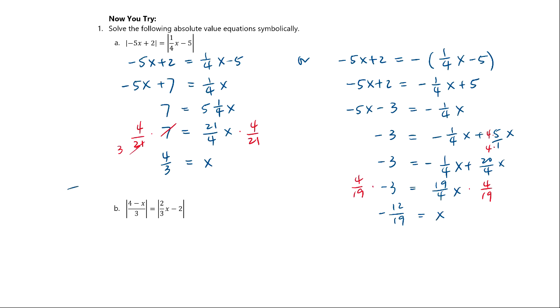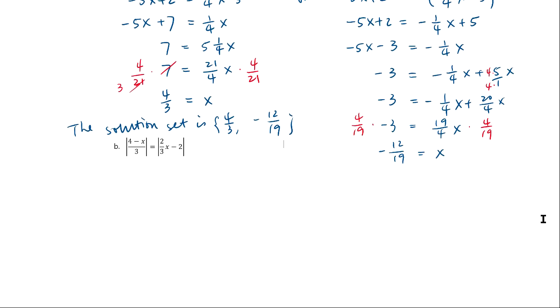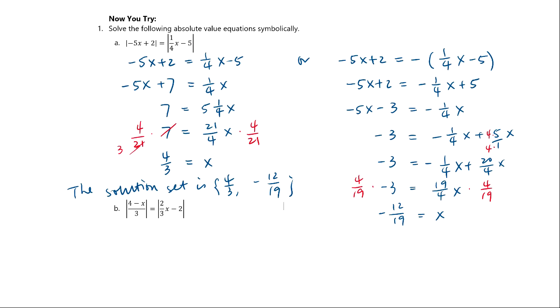Therefore, we can conclude and say the solution set is 4/3 and negative 12/19. And it's perfectly fine to have fraction answers in these cases because we're fully capable of solving these equations. And if you have already given part B a try, we can work on part B together.